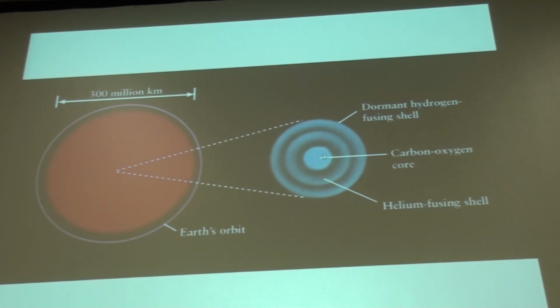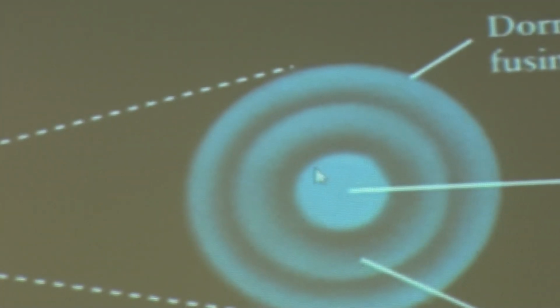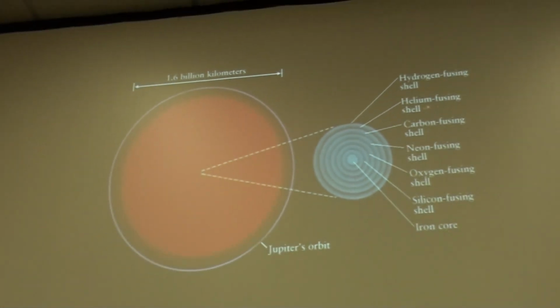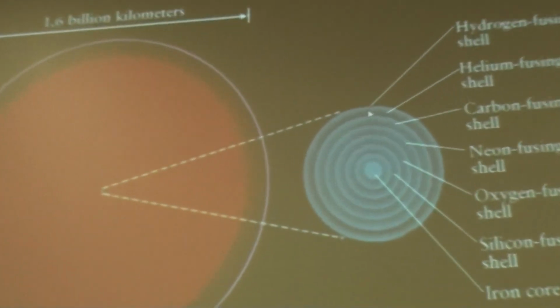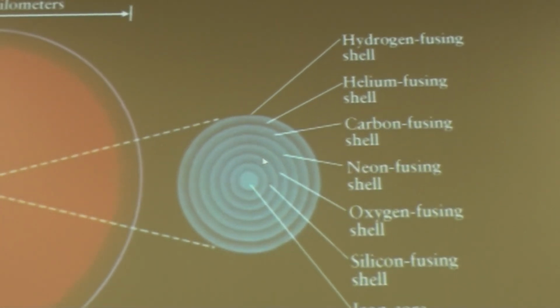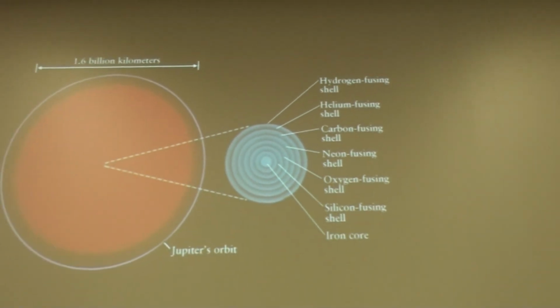And so here then we would have a helium fusing shell. Then we'd have a carbon-oxygen core in which carbon fusion was happening, and then oxygen was sinking to the center. And so now, in this next stage, we're going farther along. So here we have the hydrogen fusing shell, the helium, the carbon fusing shell. Here's the neon fusion. There's the oxygen fusion, and silicon fusion, all the way to the iron core. Okay, and so the iron core then is the end of the road for this star.